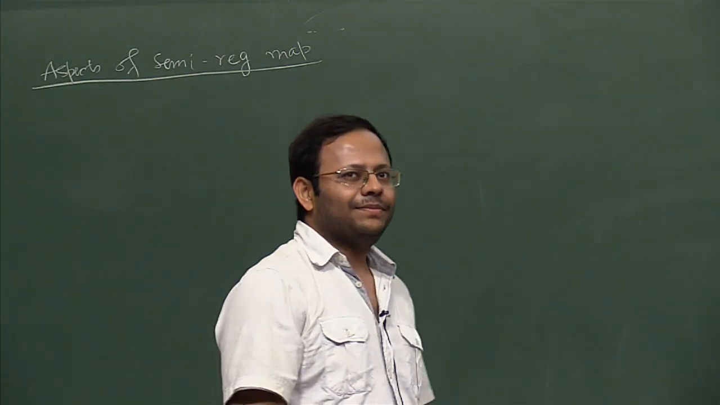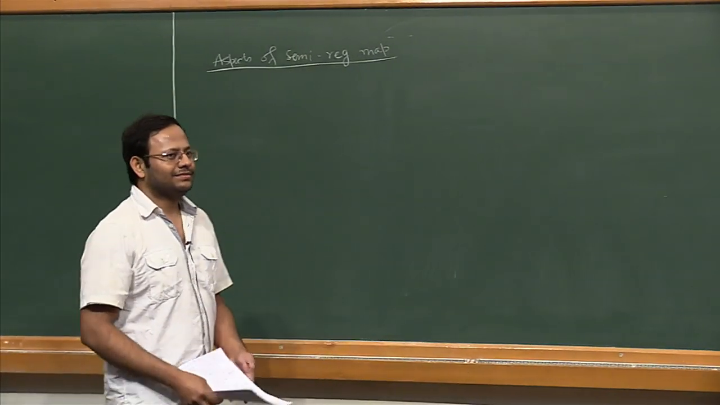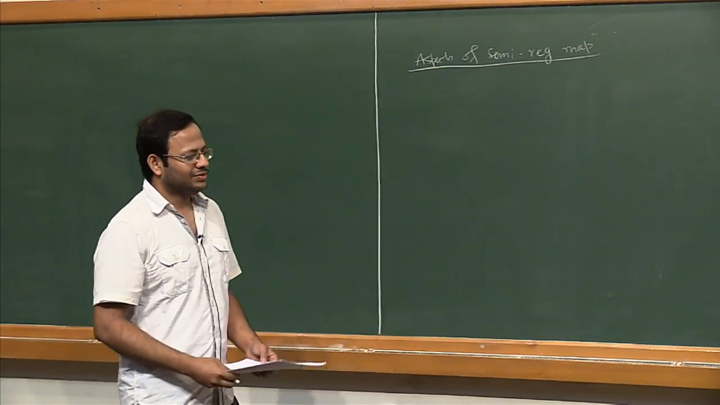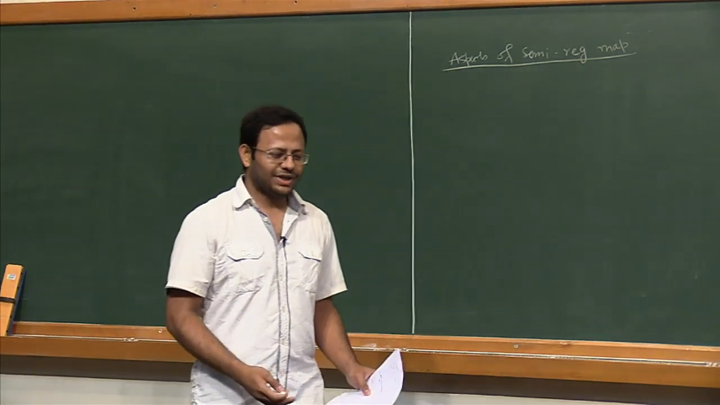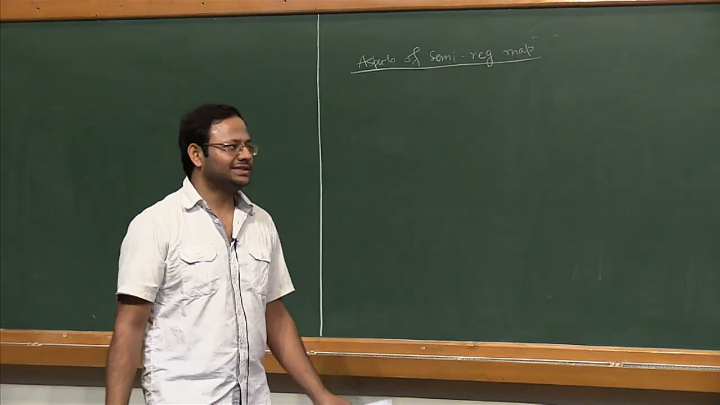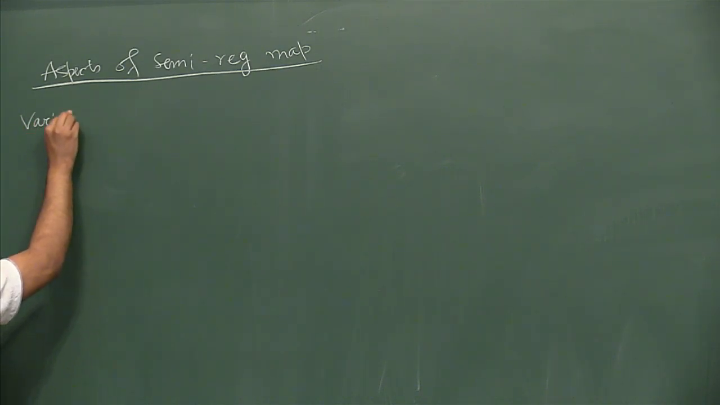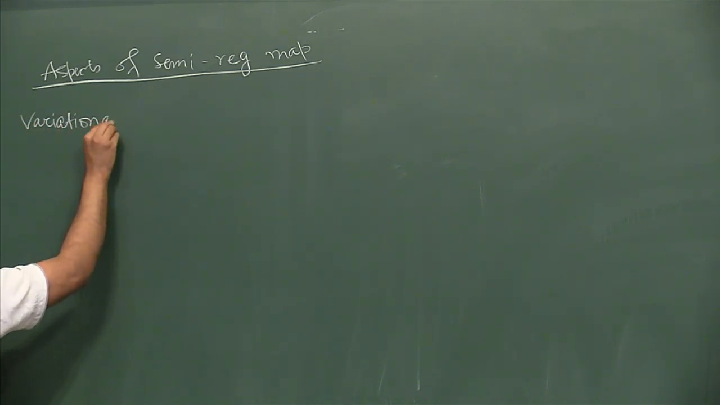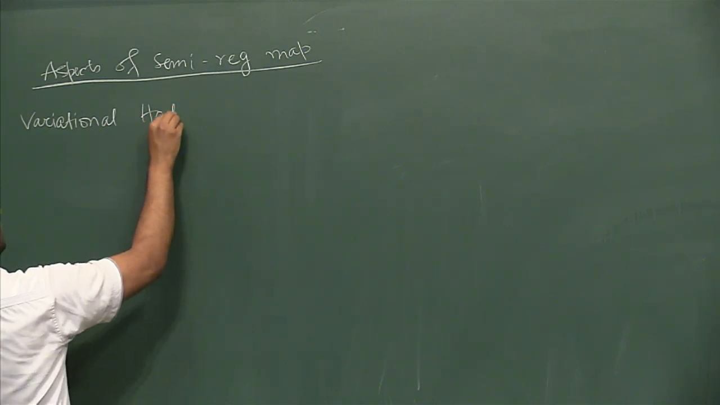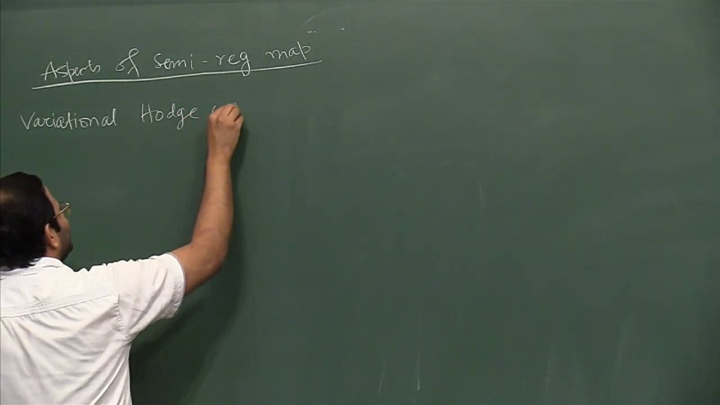I am going to talk on aspects of the semi-regularity map. The importance of this map comes into the picture when you try to understand the variational Hodge conjecture. So, maybe I recall what the variational Hodge conjecture is, very briefly.